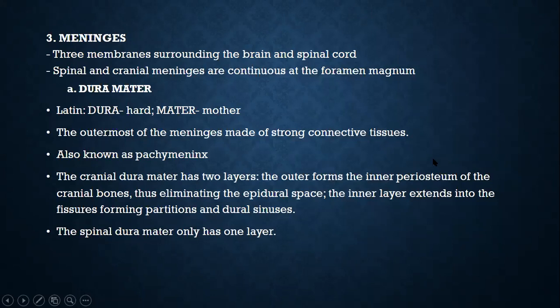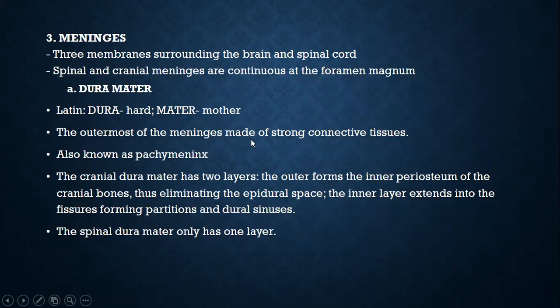These are 3 membranes surrounding the brain and spinal cord, and the spinal and cranial meninges are continuous at the foramen magnum. They have 3 layers, starting with the dura mater, also known as the pachymeninx. Pachy meaning thick, and meninx meaning meninge. This is a Greek term. When you say dura, this is already Latin.